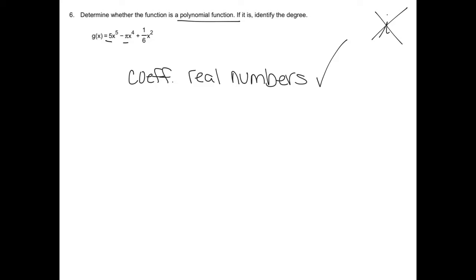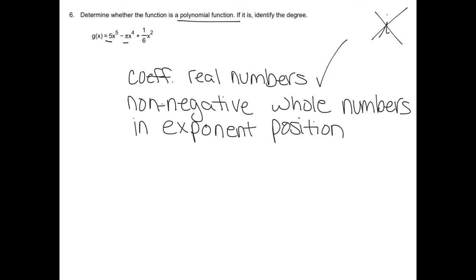The second criteria is that we must have non-negative whole numbers as our exponents. So if we look at each of our exponents, we want to make sure that they are not negative or fractional exponents. We have a 5, a 4, and a 2, and all of those exponents are non-negative whole numbers, so it fits that criteria.